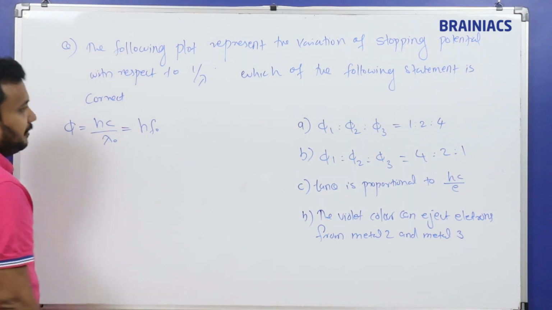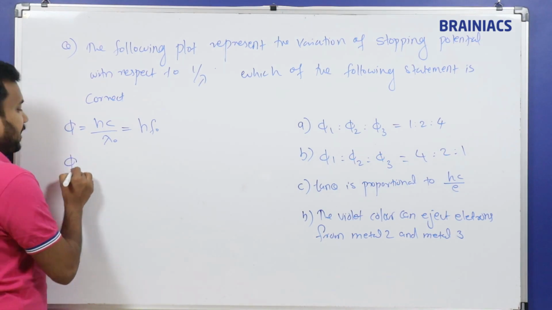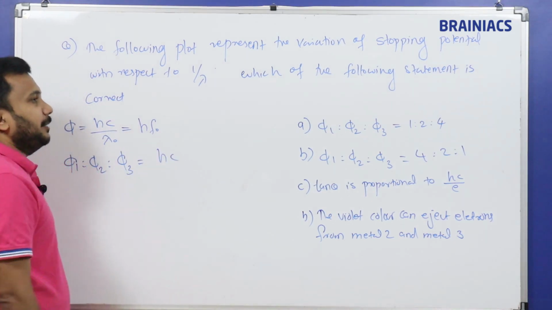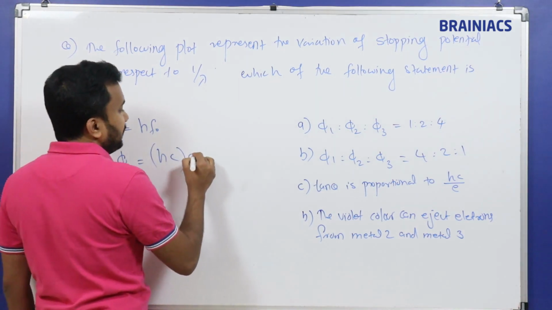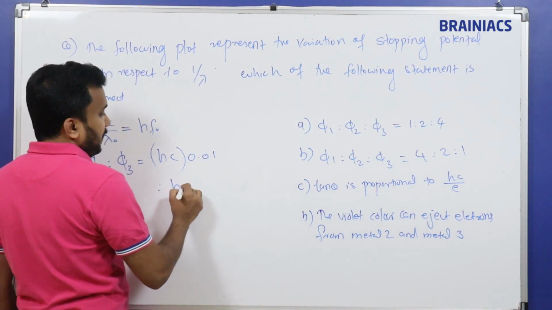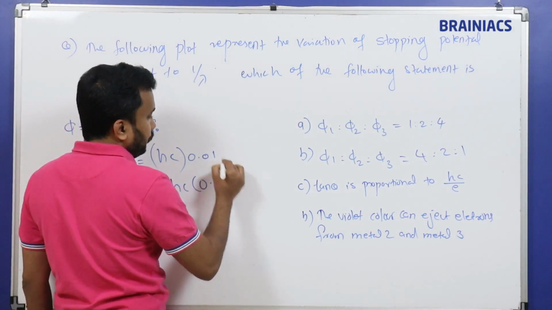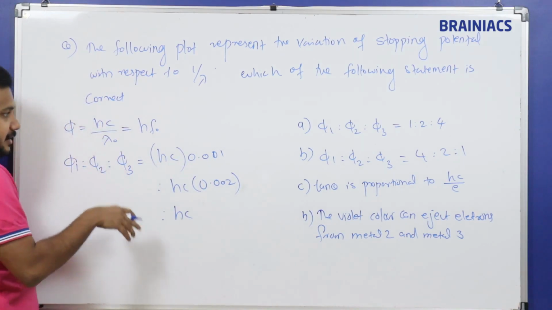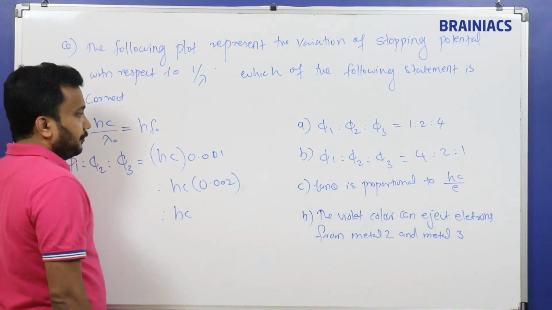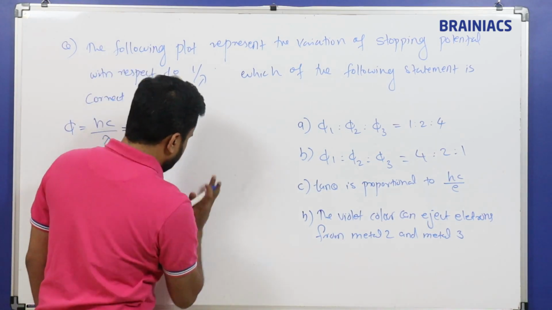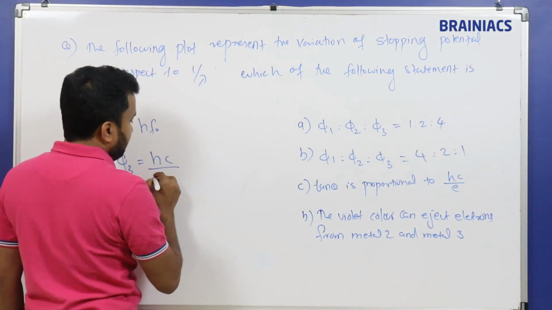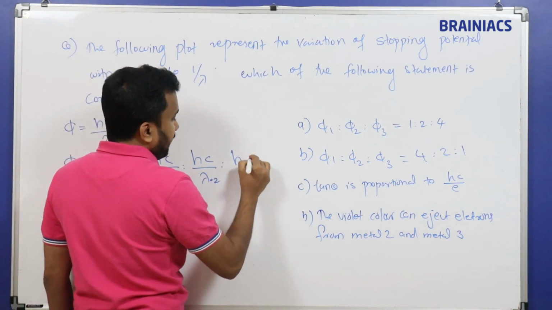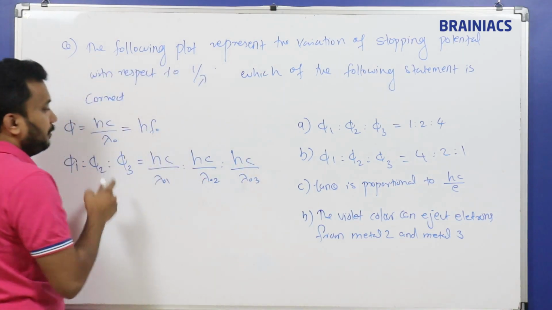So the 1 by lambda value is given in the question. So phi 1 is to phi 2 is to phi 3 is equal to hc by lambda 0 for each metal. For the first metal it is hc into 0.01, then hc into 0.02, and the third metal is hc by lambda 03. I will write an intermediate step also, so that it's very clear: hc by lambda 01 is to hc by lambda 02 is to hc by lambda 03.